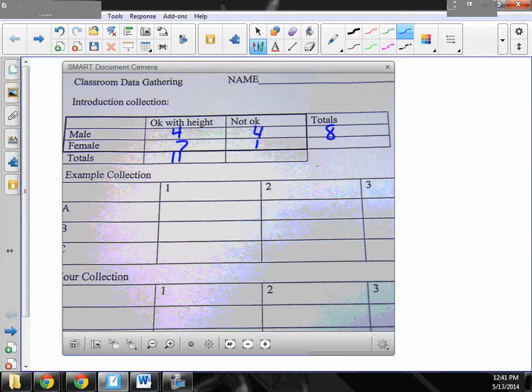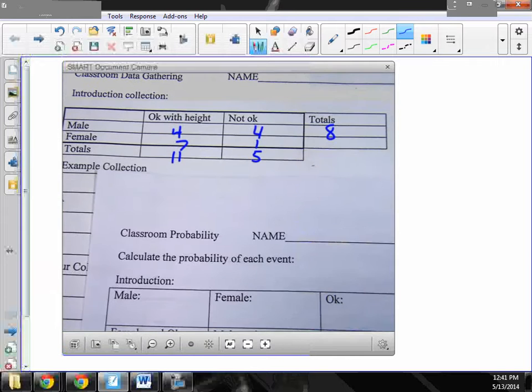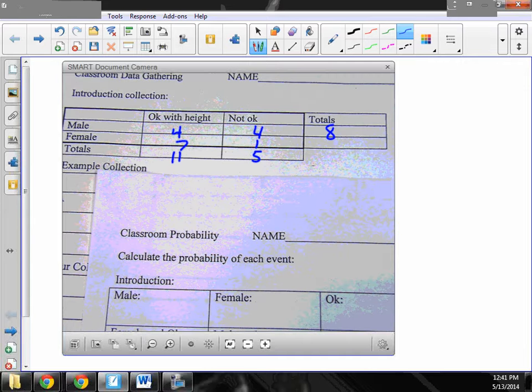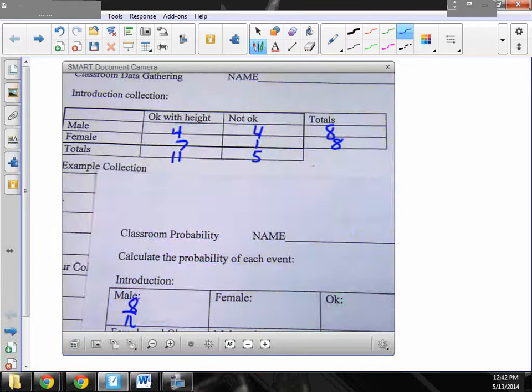All right, so 11 and 5. Okay, now look at your other worksheet. The other worksheet says calculate the probability of each event. So we're going to assume that you're picking one person from the class at random. If you pick one person at random from the class, what is the probability that that person is male? Well, this is 8. So 8 out of 16. So the probability is 8 out of 16, and we need the decimal form too, which is 0.5.